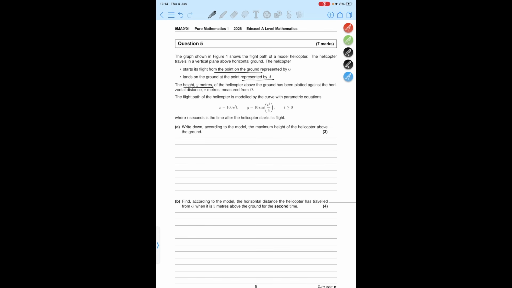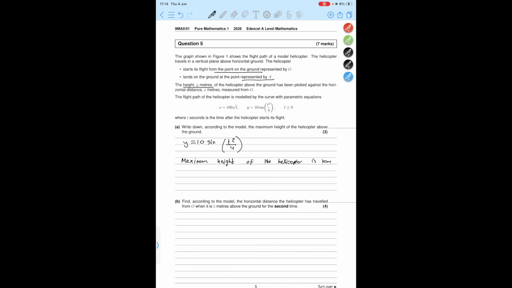So we're trying to find out when y is maximized. y equals 10 sine of t squared over 4. We know that the maximum value of our sine function is 1. No matter what, we can't go above 1. So therefore, our maximum height of the helicopter is 10 meters.